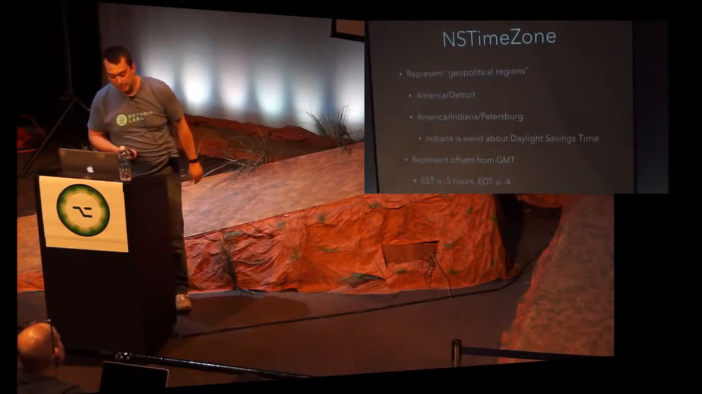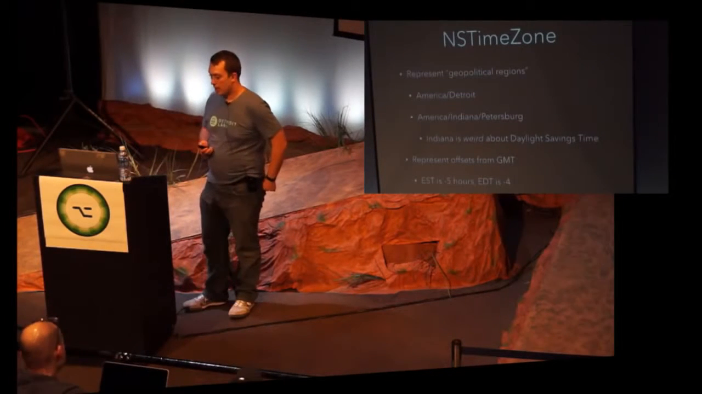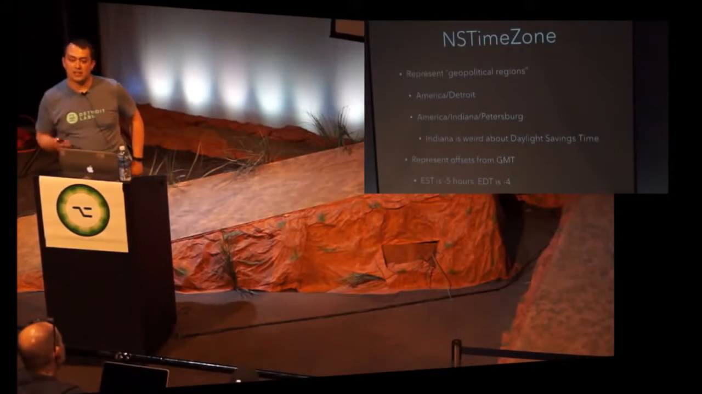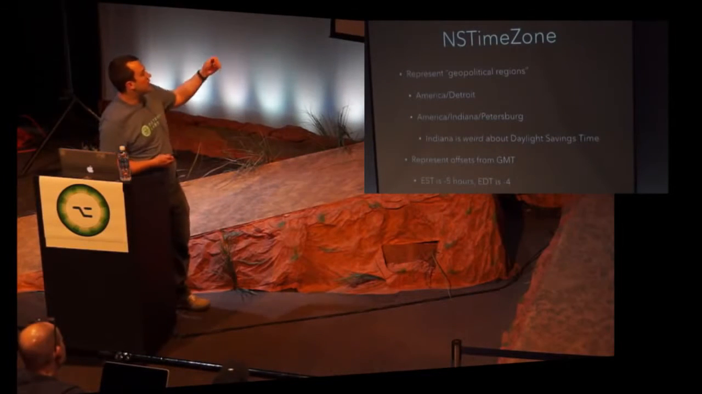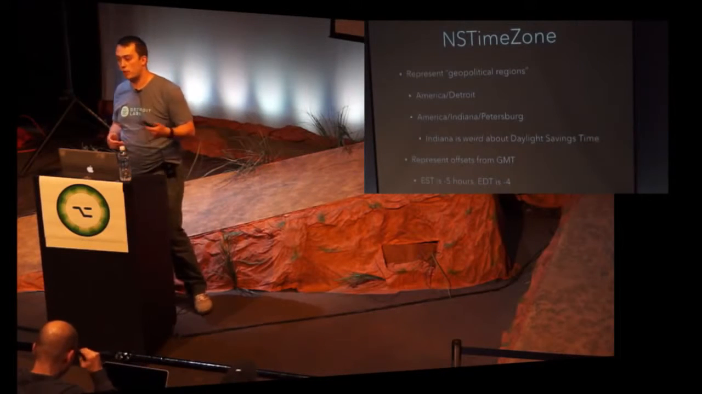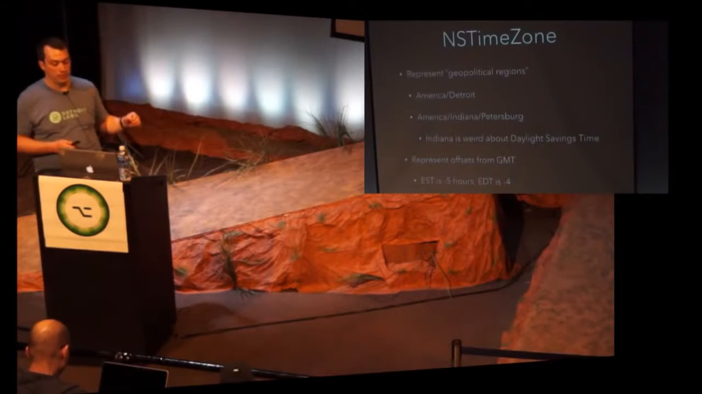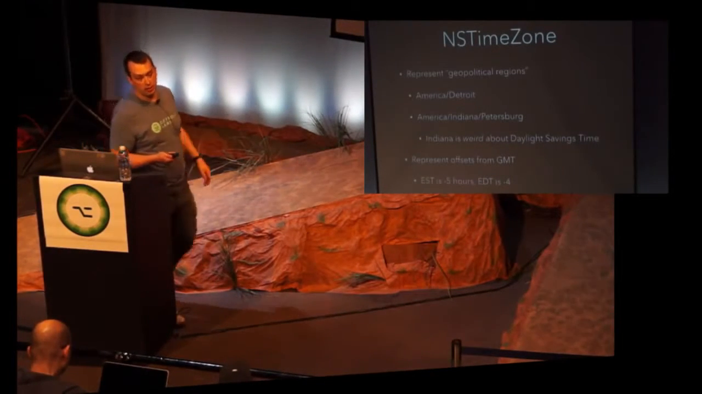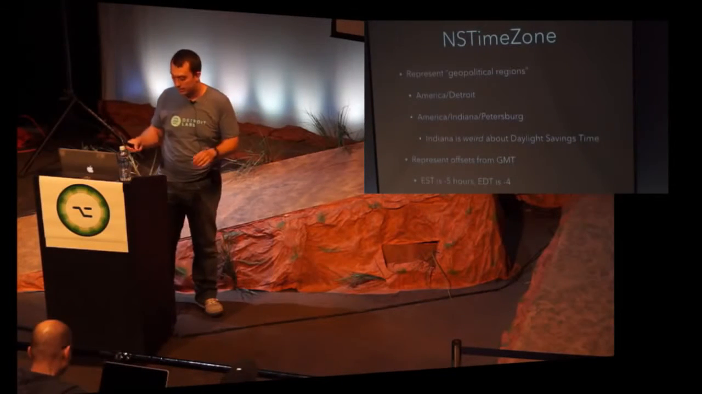They represent, some more awesome language from the docs, geopolitical regions. So there's America, and there's this weird one in Indiana, Petersburg, because Indiana is very weird about daylight savings time. And these represent offsets from GMT. And you can make a time zone just with an offset. Say we're 240 minutes behind. But if you use the abbreviations, then you get daylight savings time. Because otherwise you have to know, is it currently daylight savings time? If not, it's 4 hours. If it is, it's 5 hours. It's a mess.